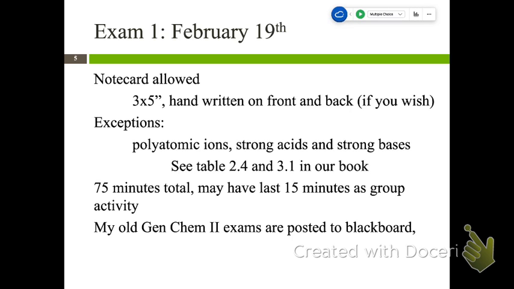So if you do not know all the names of your polyatomic ions, then it's probably worth studying this for the next exam. The exam is 75 minutes long. I'm actually not sure how I'm going to do it in this classroom. It's a little bit awkward. I'll try to figure that out.